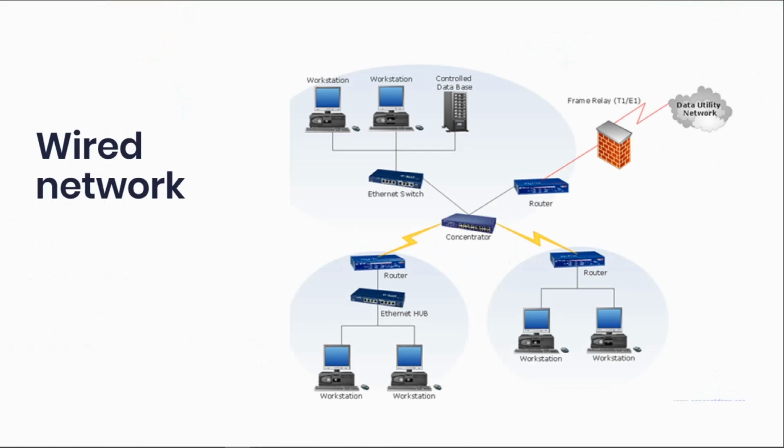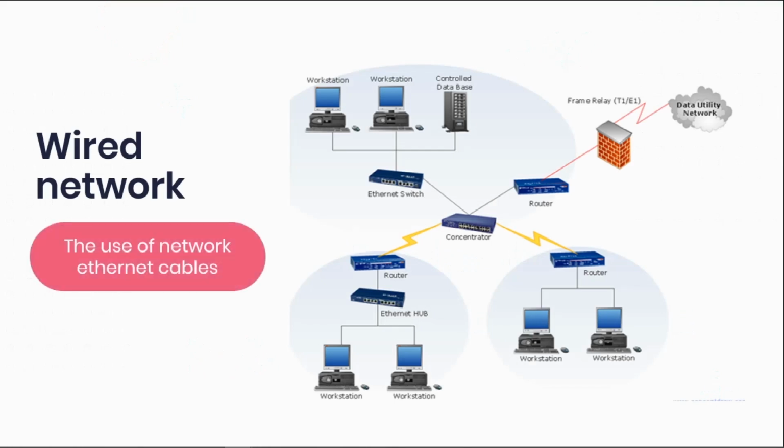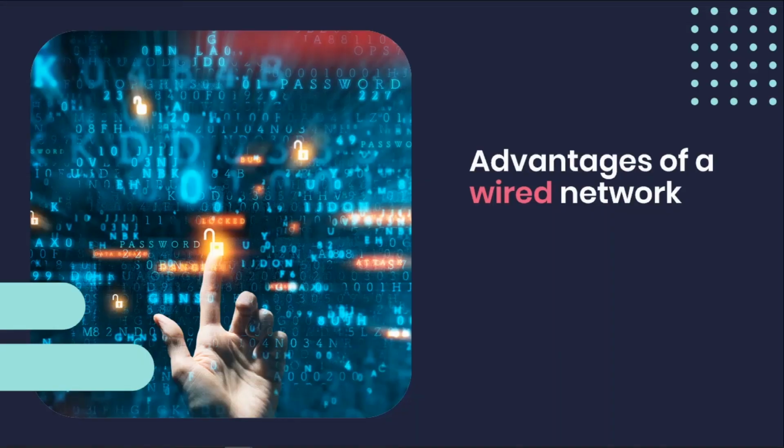A wired network is traditionally the use of network Ethernet cables that vary in speed, ranging from crossover cables, Cat5, Cat5e, and so on. Now, these cables can transmit data from 10 to 1,000 megabytes per second, depending on the cable type. They also connect devices in the network, such as computers and network printers, to the ISP. Let's look at the main advantages of a wired network.